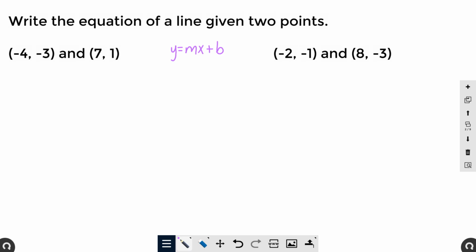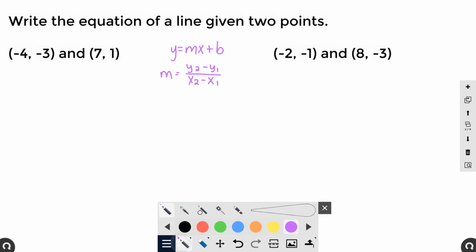Now, first, let's talk about m. M is your what? Slope. There's an equation for m. We talked about it last week, but it's the y2 minus y1 over x2 minus x1. That is how we start these equations. We're going to start off by using that equation to find our slope between these 2 points.